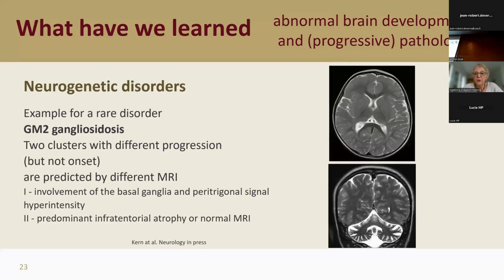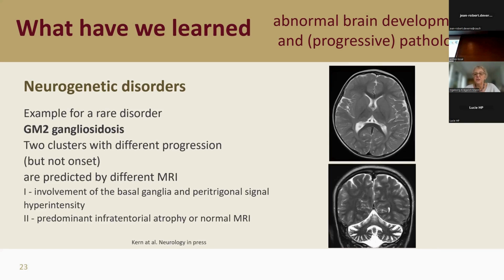And what we have also learned concerns progressive pathology. I would like to show you one example for a neurogenetic disorder with progression, that is Tay-Sachs disease, GM2 gangliosidosis. Neuroimaging can show and differentiate that there are 2 clusters with different progression, but these clusters are not entirely differentiated by onset. In both clusters there can be early onset, and in the second cluster there can also be later onset. But at the beginning, it is not clear, for instance for early diagnosis, which disease course will be taken.